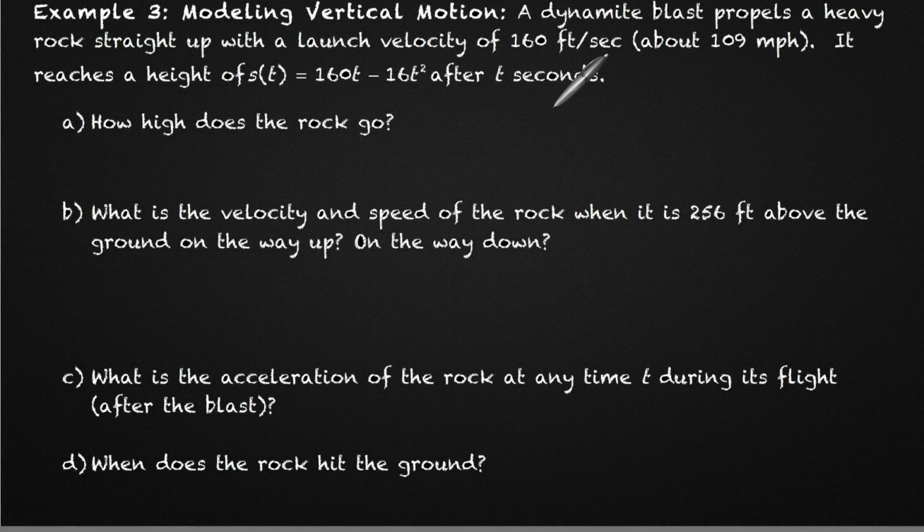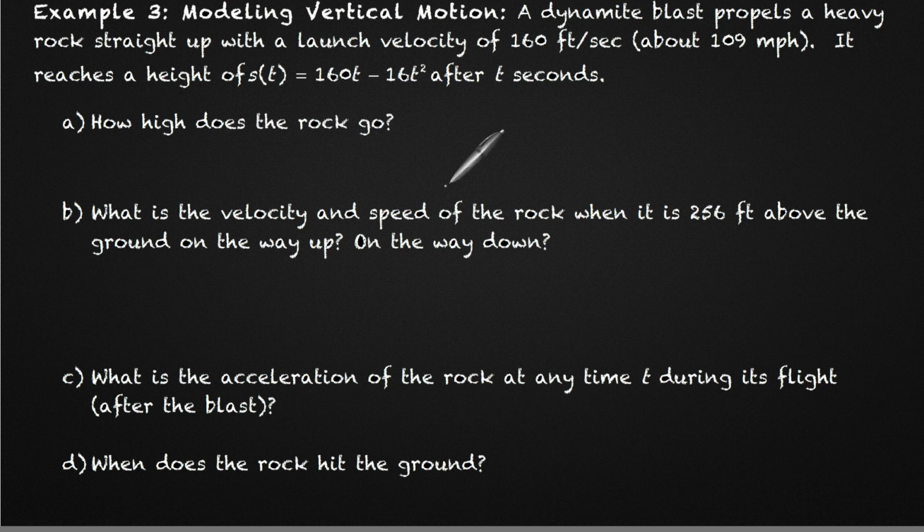Okay, example 3. We are going to skip examples 1 and 2. You can get those off of the notes from my website, but we're going to jump right into particle motion. Example 3. A dynamite blast propels a heavy rock straight up with a launch velocity of 160 feet per second. It reaches a height of S of t. So this is the position of the rock at any time. How high does the rock go?